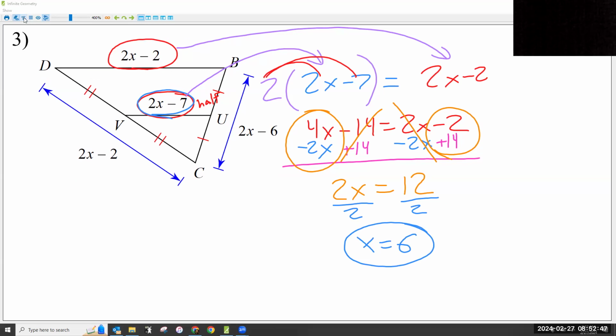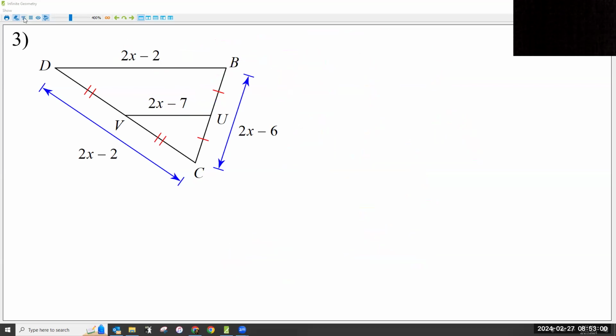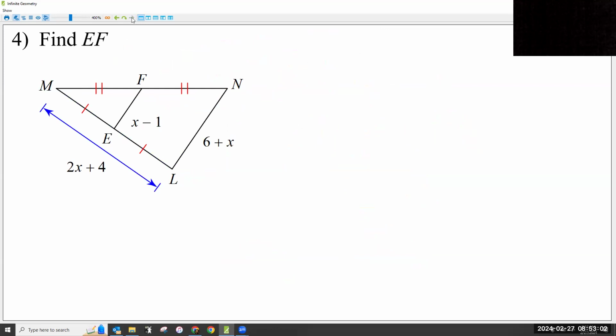So on your paper, that's problems 5 through 8. Problems 5 through 8 should be like number 3. All right, and then here's my last one. This is going to be the last group of problems on your paper. I'm going to start off exactly the same way. I'm going to say, all right, we have this side, x minus 1. It's the smaller side, so I need to multiply it by 2 to say that it equals the bigger side, 6 plus x.